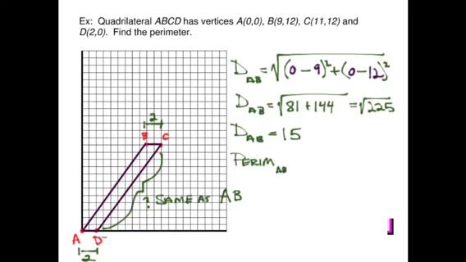So if I get the perimeter of my whole quadrilateral, in this case it's going to be a parallelogram, I get 2 times 2 because there's 2 sides here that are 2, and then I get 2 times 15, and so 34 is going to be the perimeter. I don't have any units on this. I should probably put just units. It's a linear distance, but for right now 34 is what we're looking for.